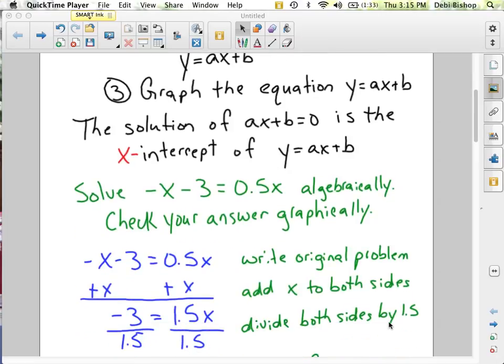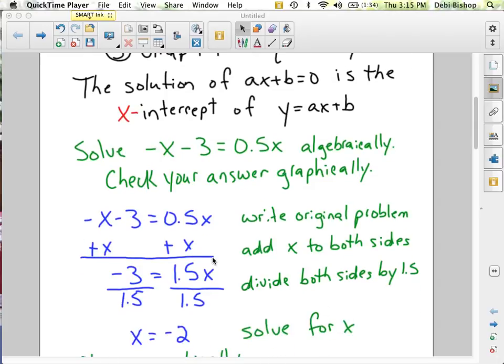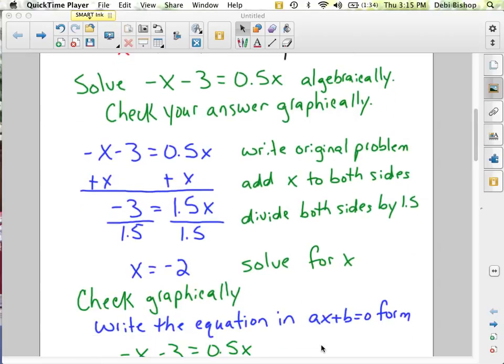Our first example is: solve negative x minus 3 equals 0.5x algebraically and check your answer graphically. First, we solve for x. We write the original problem, add x to both sides, and then divide both sides by 1.5 in order to isolate x, and we find that x equals negative 2.